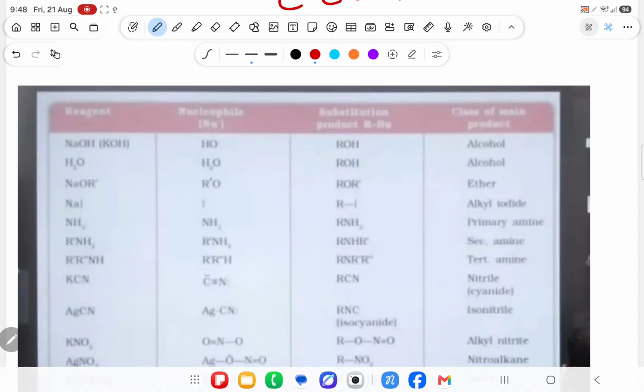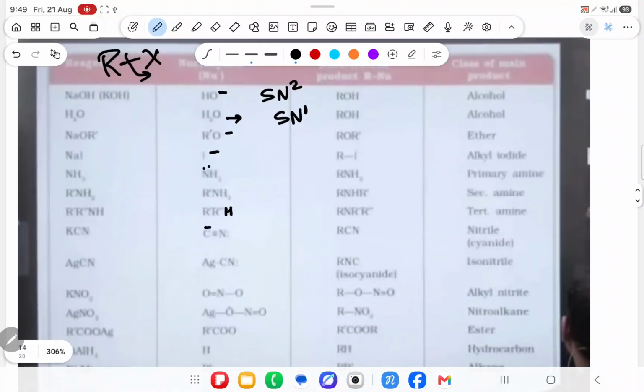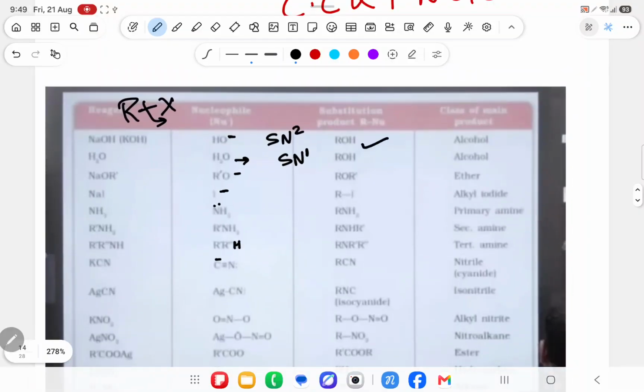Over here, if you will see, they are saying that we have a reagent and we have to react that reagent with RX. With whom do I have to react? RX. Over here, OH minus is there. It will do SN2. Over here, H2O is there. It will do SN1. Over here, OR minus. Over here, I minus. Over here, NH3. Over here, RNH2. Over here, R2NH. Over here, CN minus. Over here, AgCN. Like that. What is forming over here? ROH.